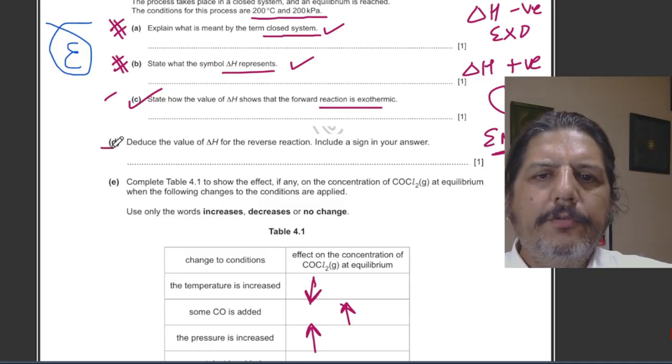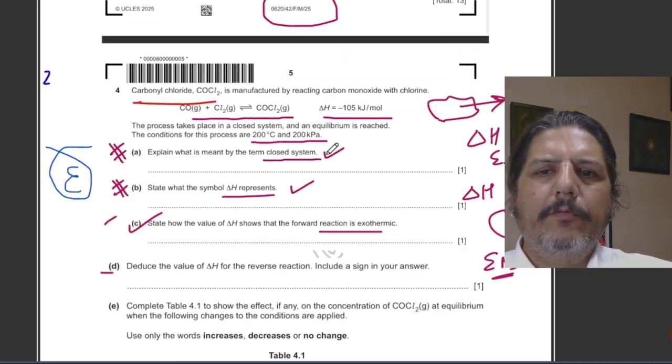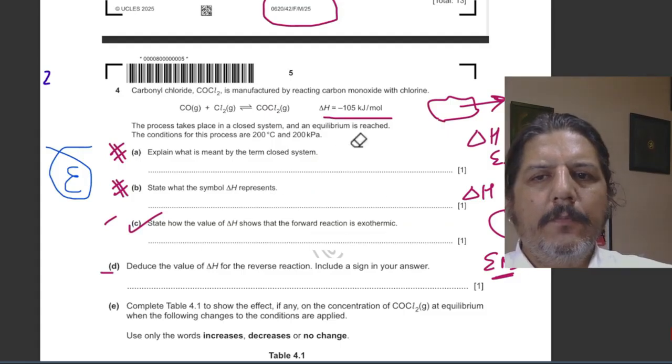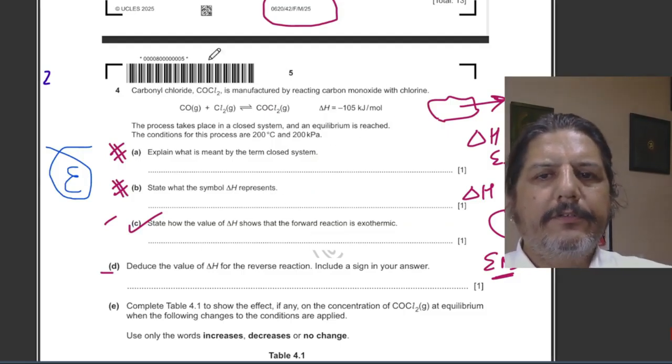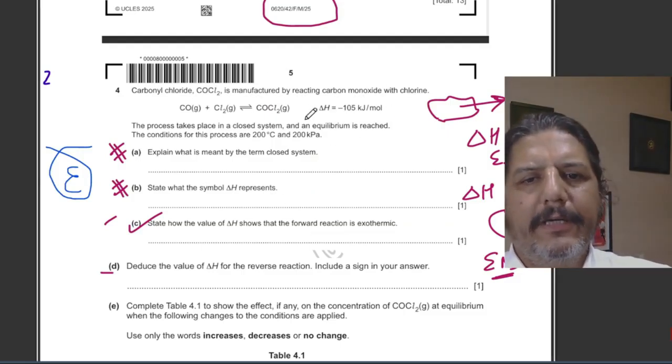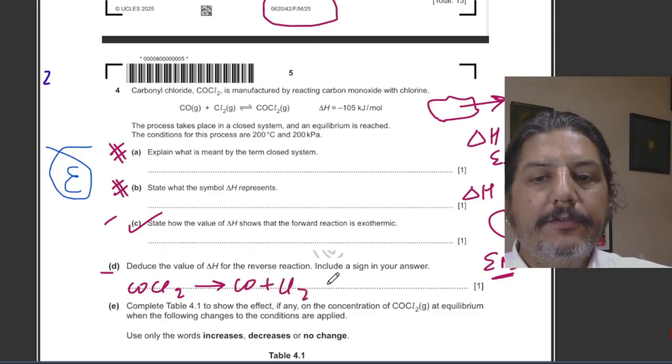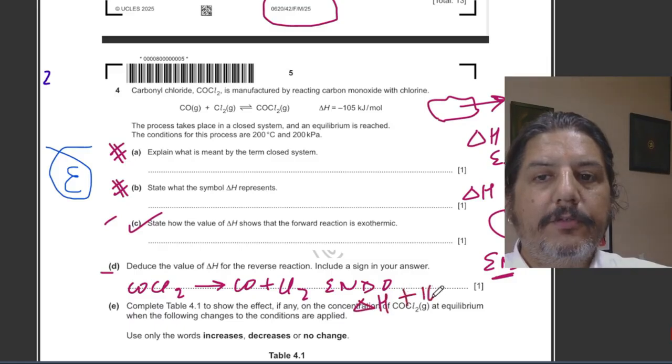So next question, deduce the value of delta H for the reverse reaction. Again, what you need to remember is that if we reverse this reaction, this will become an endothermic reaction. So basically, what I'm trying to say is that if you have COCl2 gives CO plus Cl2, then this is a reverse reaction and this becomes an endothermic reaction. And hence, the delta H would be positive 105 kJ per mole.